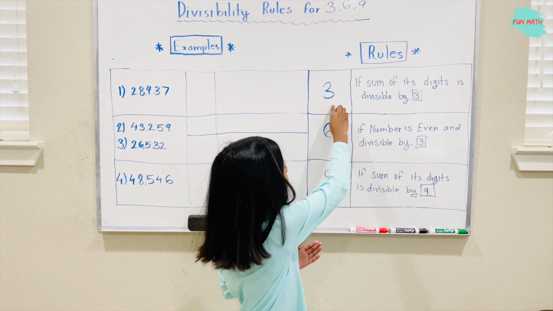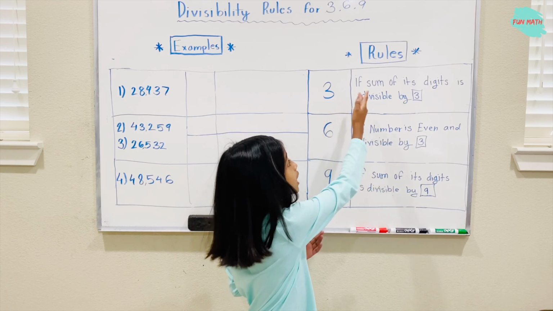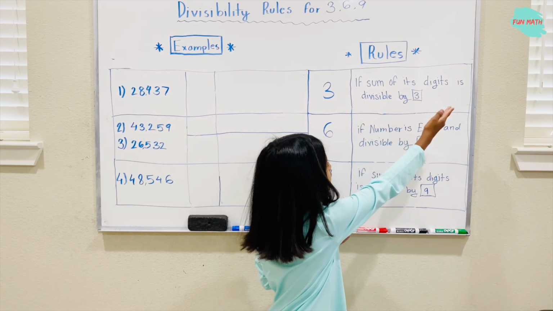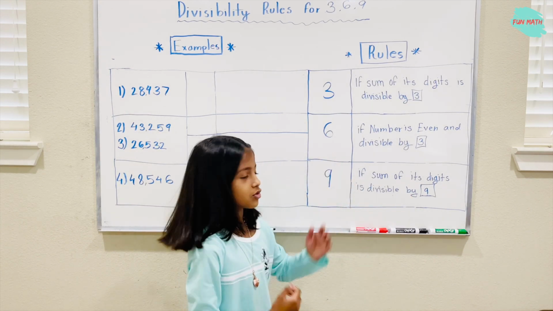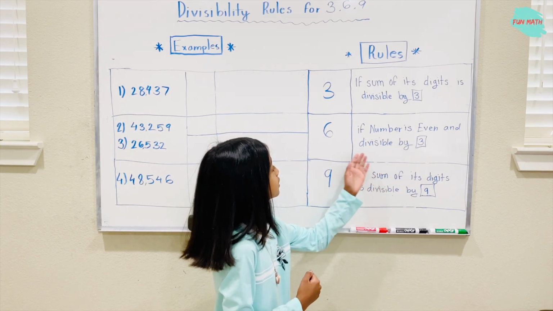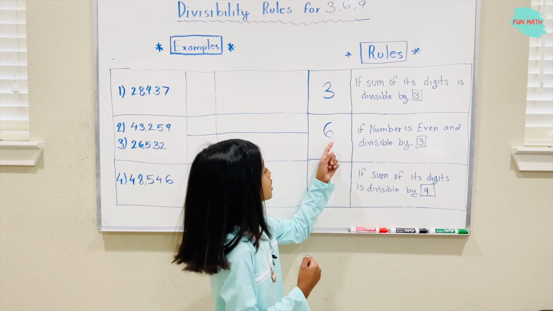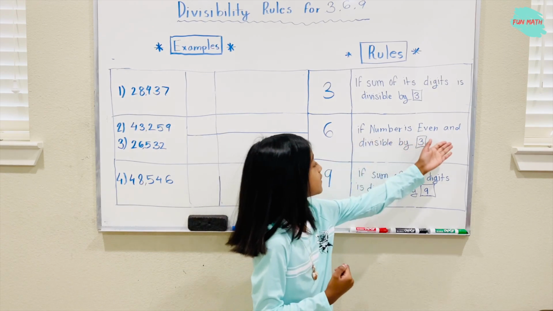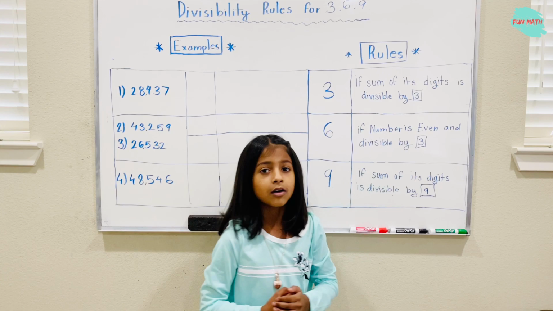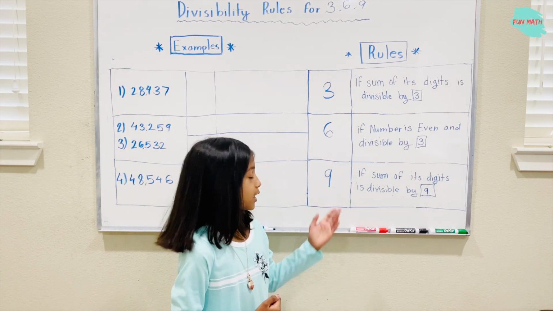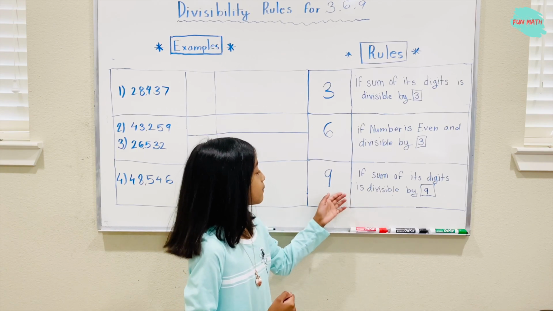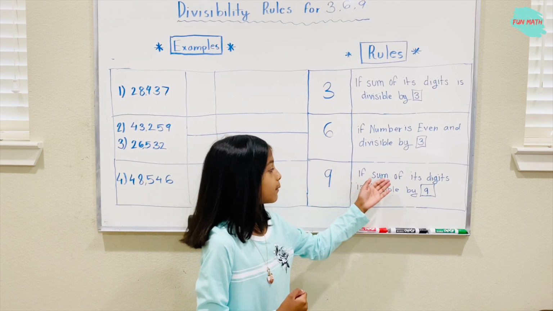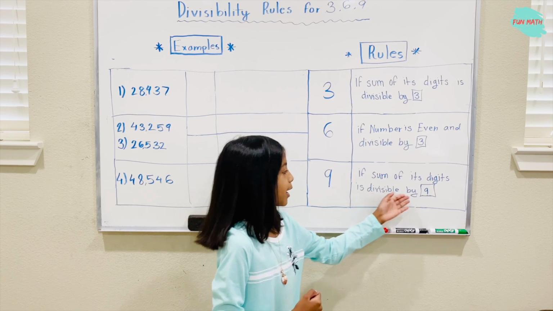Is a number divisible by 3 if the sum of its digits is divisible by 3? Okay, now let's move on to the next rule. Is a number divisible by 6 if the number is even and divisible by 3? Okay, let's move on to the next rule. Is a number divisible by 9 if the sum of its digits is divisible by 9?